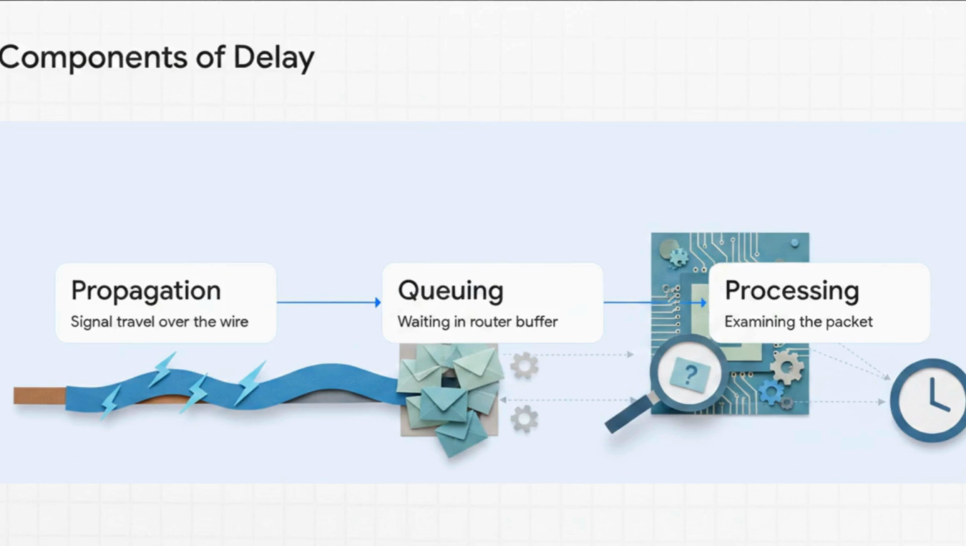First, you have propagation delay, which is the physical time it takes the signal to literally travel over the wire. Then, step 2 is queuing delay. That's the time a packet spends just waiting around in a router's buffer if the network is busy. Finally, step 3 is processing delay, which is the time the router actually takes to examine the packet and figure out where to send it. Every single millisecond adds up to the total end-to-end delay.